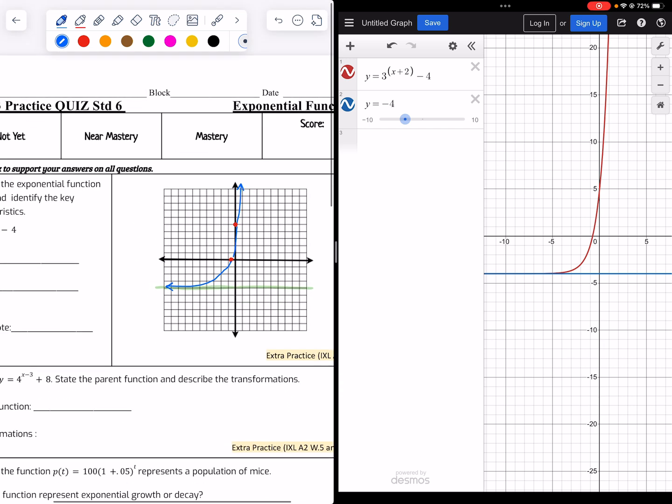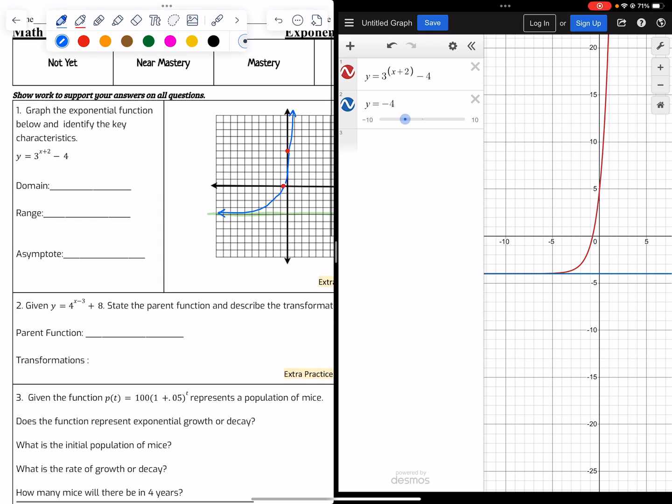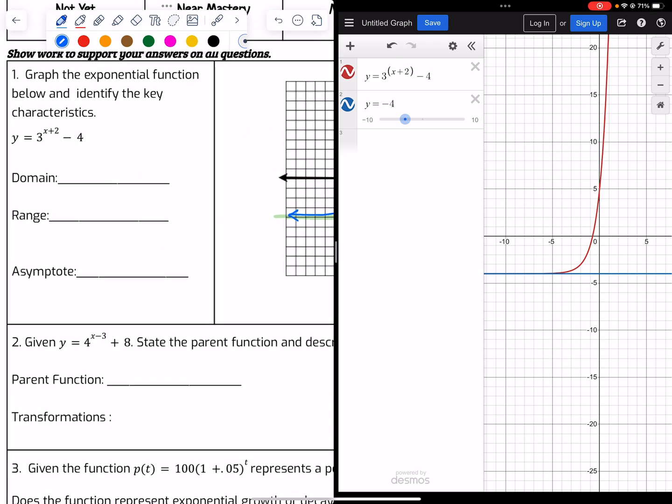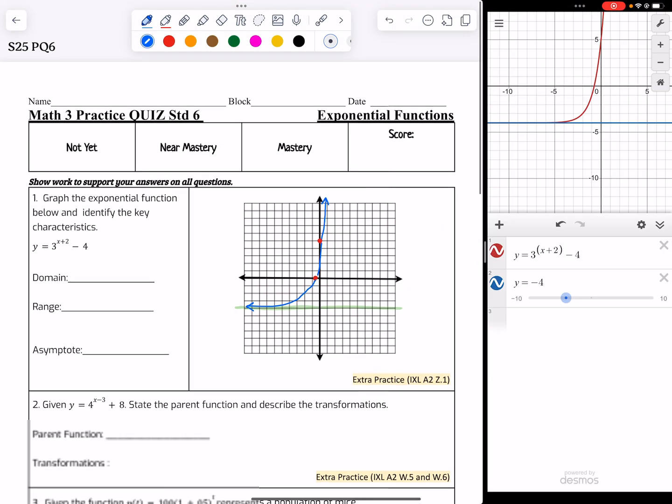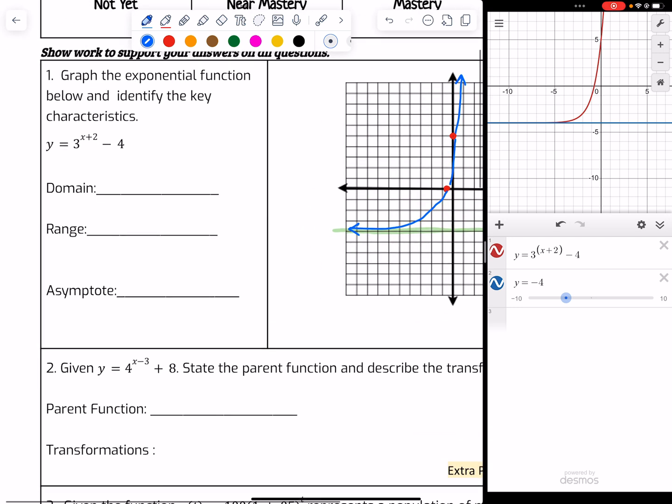So I've got it graphed. Now I just need to answer a few questions. So the asymptote I've already figured out with Desmos' help that it's at y equals negative 4. It's always related to the vertical shift of your graph. And if there's not a vertical shift, it's just at 0. And you would always say y equals the number because it's an imaginary line.